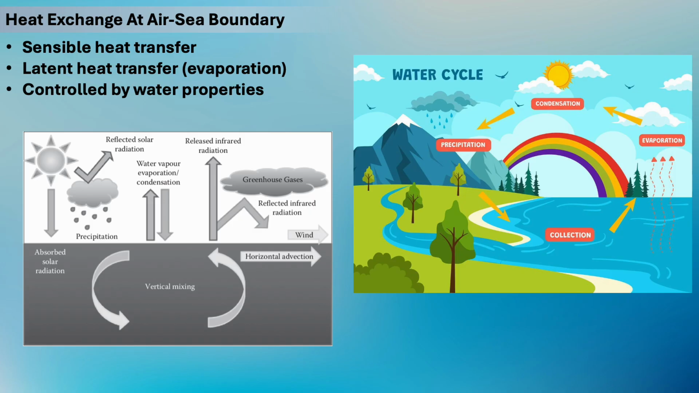This process only works because of water's high heat of vaporization, a property you learned about earlier. Latent heat transfer in the form of evaporation is one of the primary ways the ocean redistributes energy into the atmosphere. And of course, that is a significant part of the water cycle that you may have learned about in other classes.